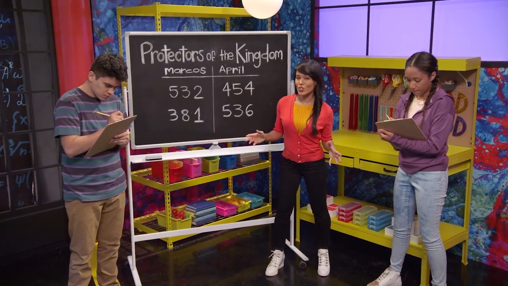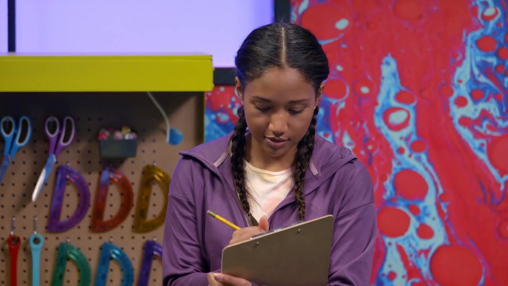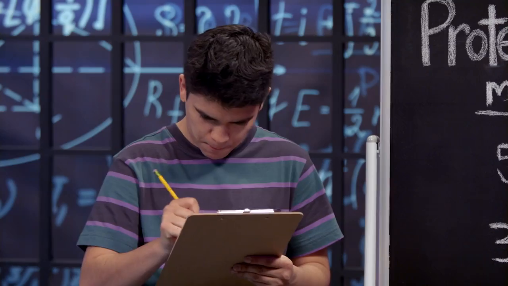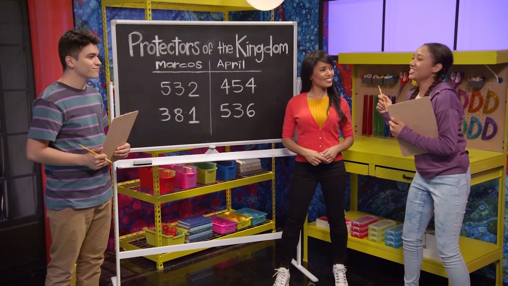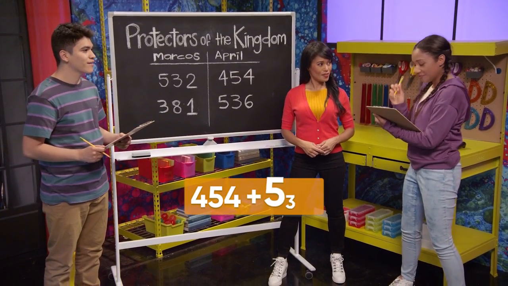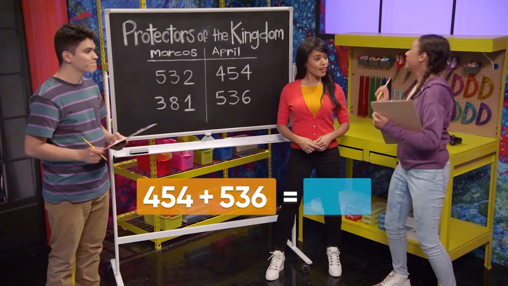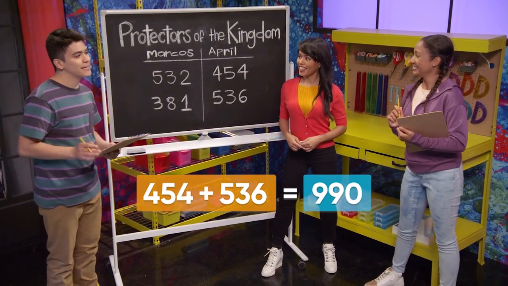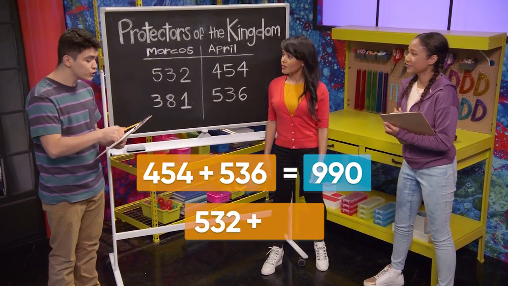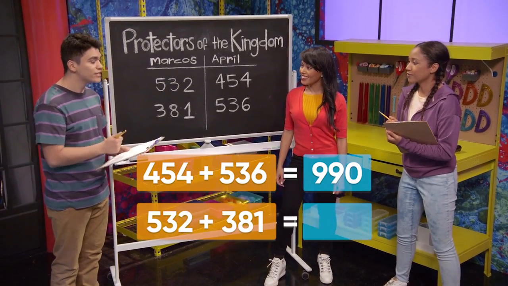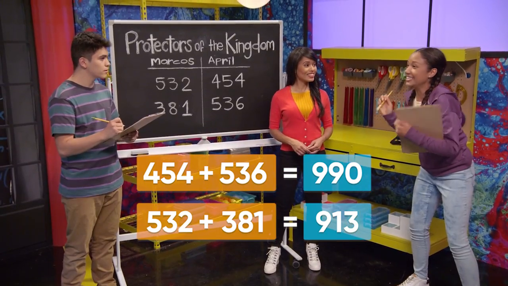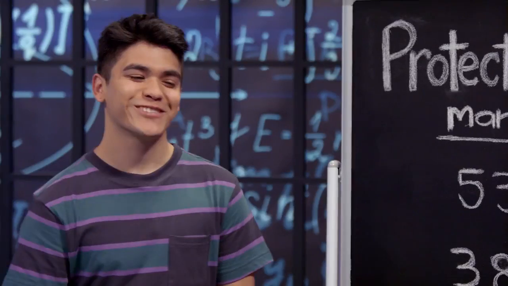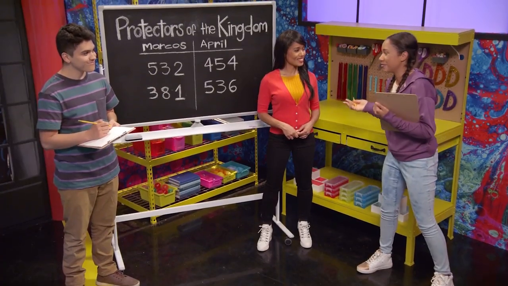With our new knowledge of how to add and subtract three-digit numbers, we can now figure out who is the video game champion. So go ahead and solve this. I used a number line to add 454 plus 536, which is equal to 990. And I used place value to add 532 plus 381, which is equal to 913. 990 is greater than 913. So I won. Good job. Thanks. Adding and subtracting three-digit numbers is a winning formula.